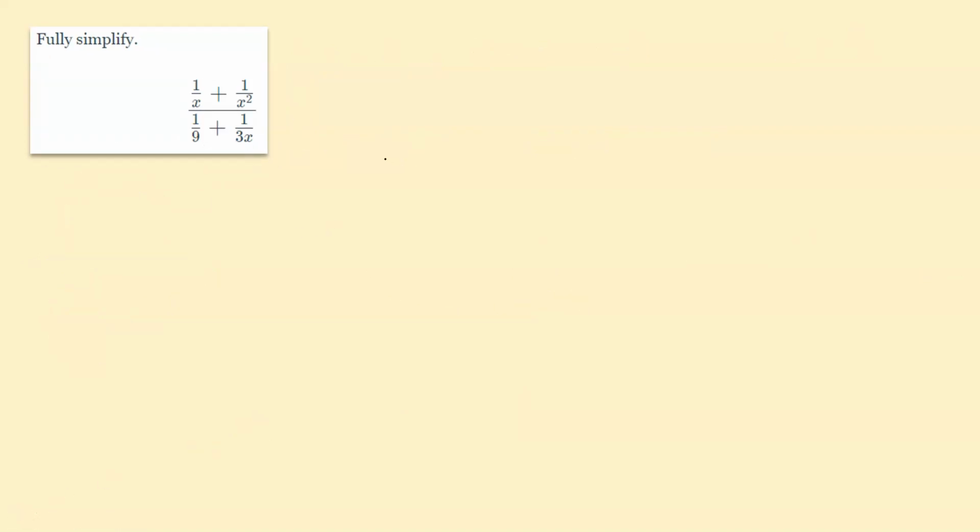So let's go ahead and take a look at this next problem. We want to follow the same steps we did in the last problem. So we want to first make the numerator one fraction. So we want to combine these. So right now our denominators are x and x squared. If we want to combine these, we have to have a common denominator. So that common denominator is going to be x squared. So multiply by x over x.